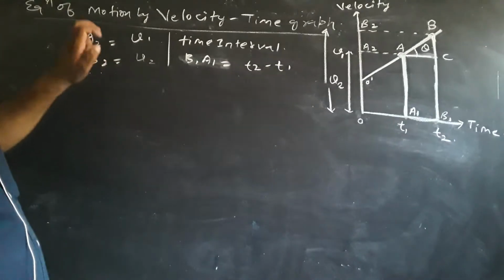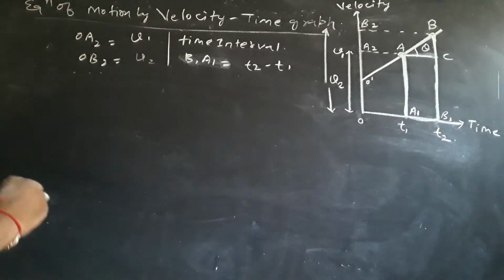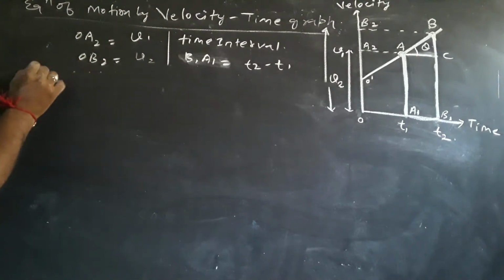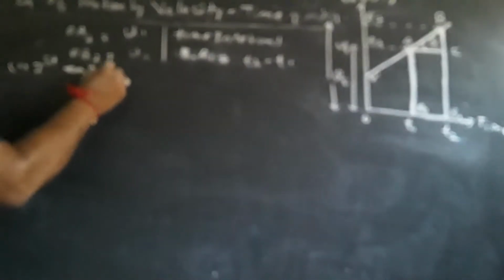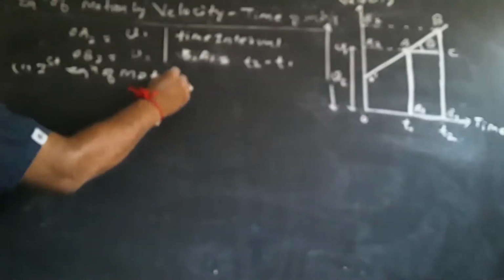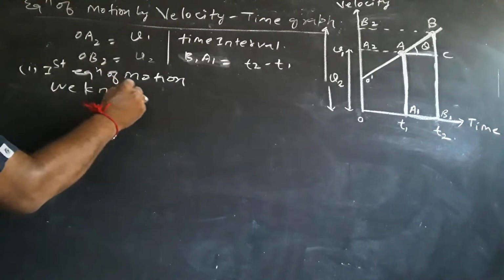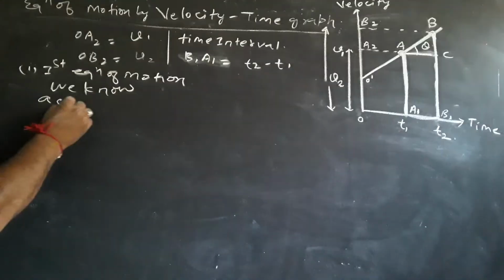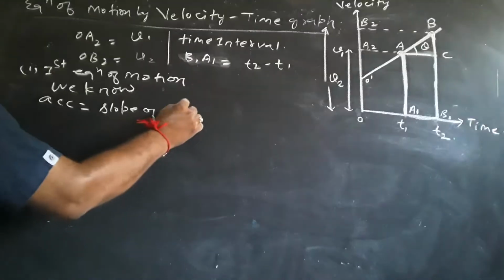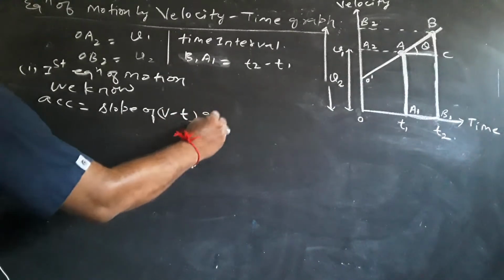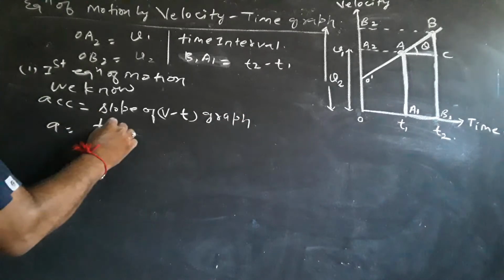Now we have the next topic, equation of motion by velocity time graph. For the first equation of motion, we know acceleration is equal to the slope of the velocity time graph, that is tan theta.